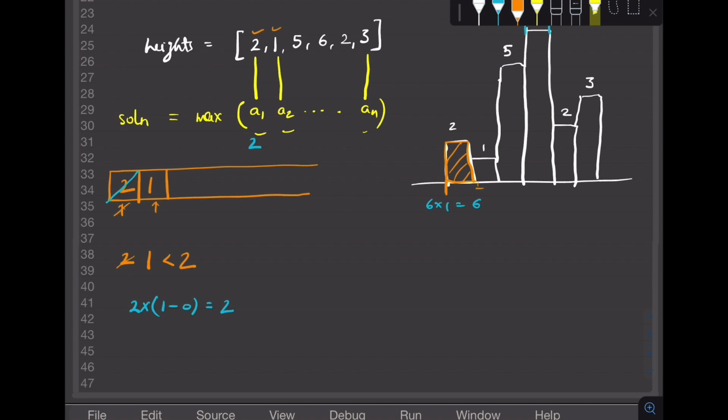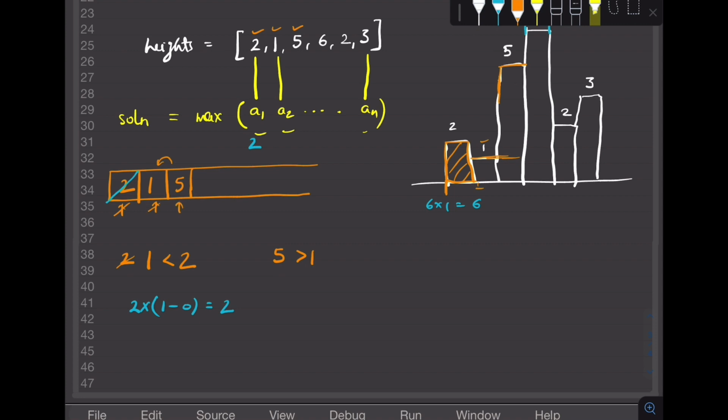Okay. Now let's move on to the next one. 5. Let's see. We have 5 here. 5 is greater than 1, which was the previous element. Which means we have found the left boundary of the rectangle with height 5, which is this 1. But we do not know the right boundary yet. At the same time, we have not yet found the right boundary of the rectangle with height 1 because it extends towards this 5, right? So we'll just add 5 here. And the element towards the left of this 5 is actually the left boundary of the rectangle with height 5.